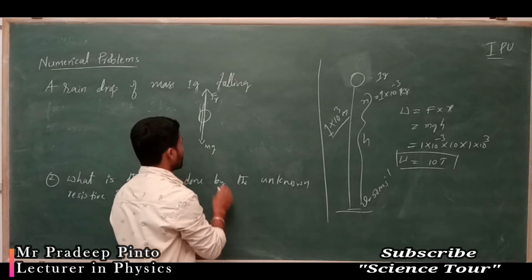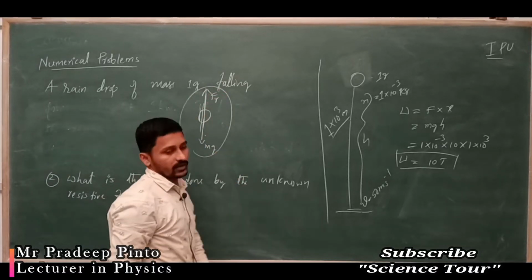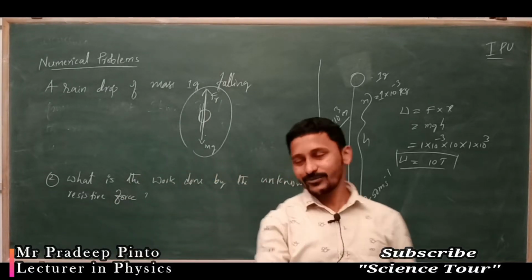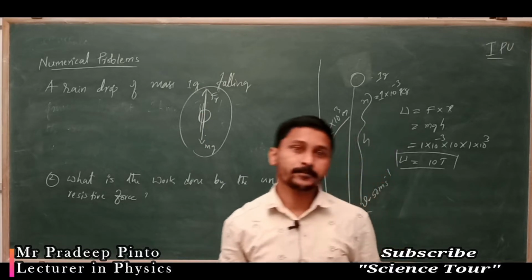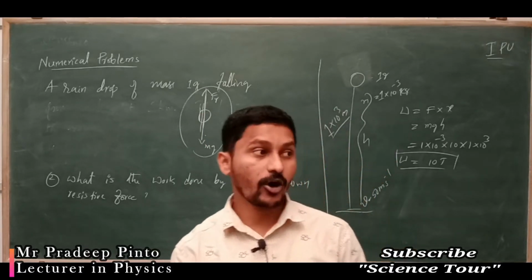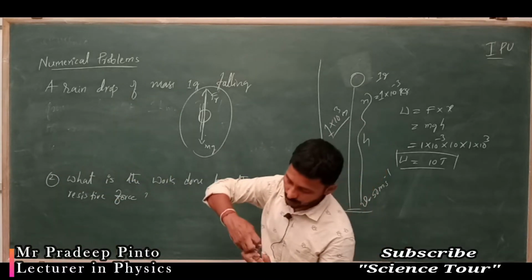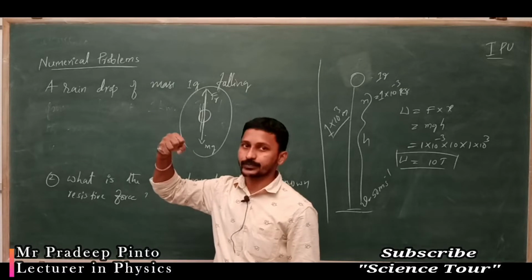Okay, so at that moment mg and the resistive force become equal. One force is in one direction, another force is in the other direction, so what happens? The force on the object is zero. The net force on the object is zero. That is, you are pulling that raindrop in the opposite direction, that way.